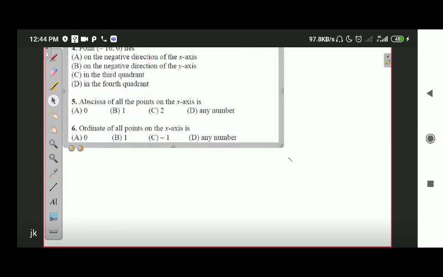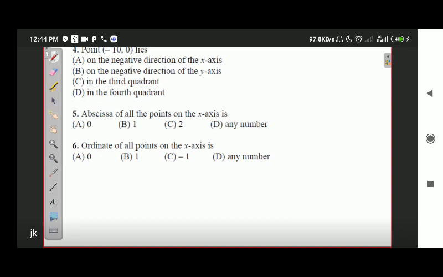Next, questions 4 to 6. Question number 4 is: point (-10, 0) lies. Once again, it is not going to lie on any of the quadrants because one of the coordinates is 0. So these two options are null and void. We have to determine whether it is on the x-axis or the y-axis. Y coordinate is 0, therefore it is lying on the x-axis.